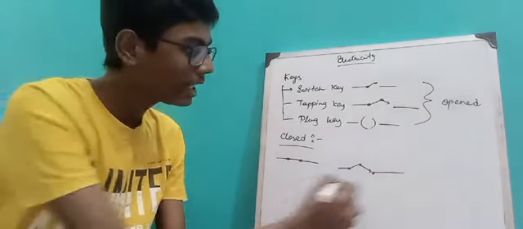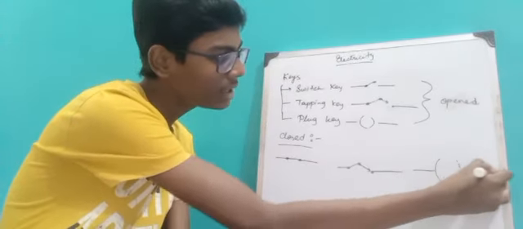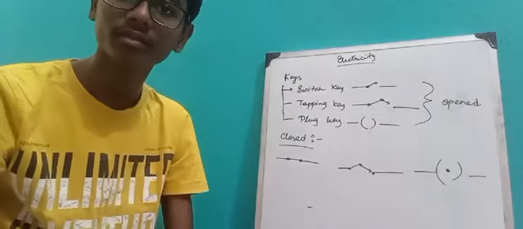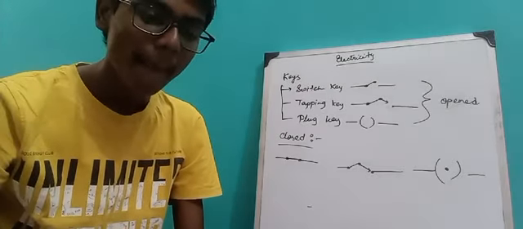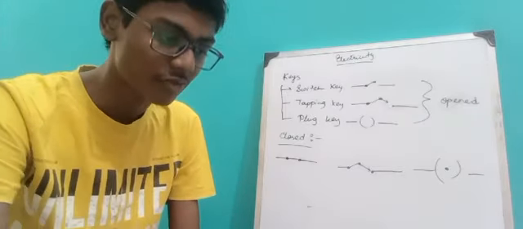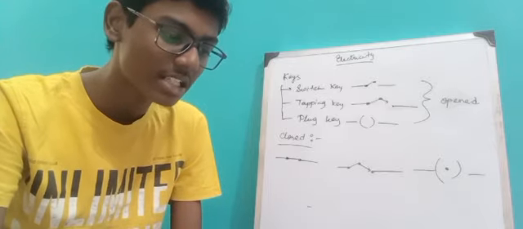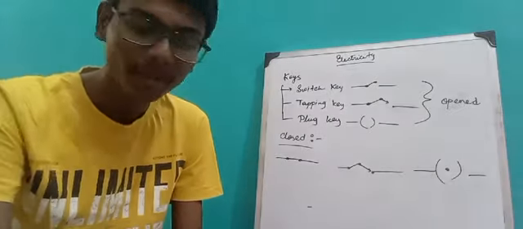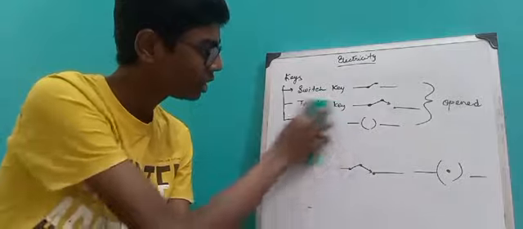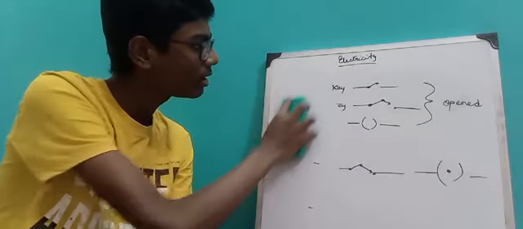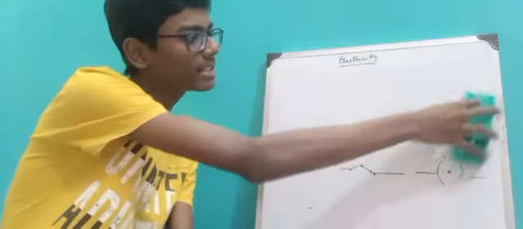Okay. And in case of plug key, very simple, just we will put a dot in between. Okay. Now coming to the next one. Resistance wire, resistance box and rheostat. Basically, resistance wire are the wire that provides the circuit with resistance.